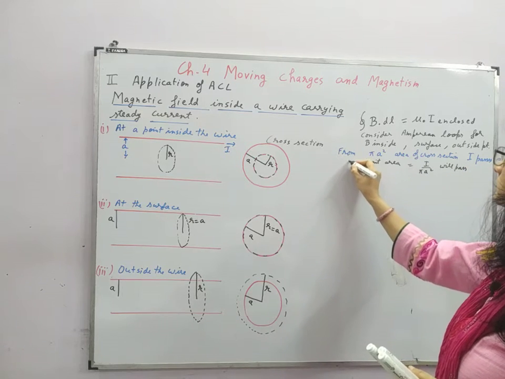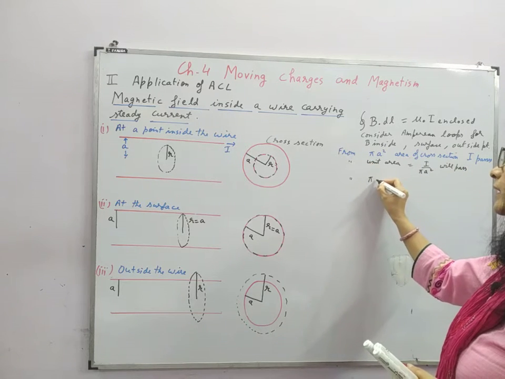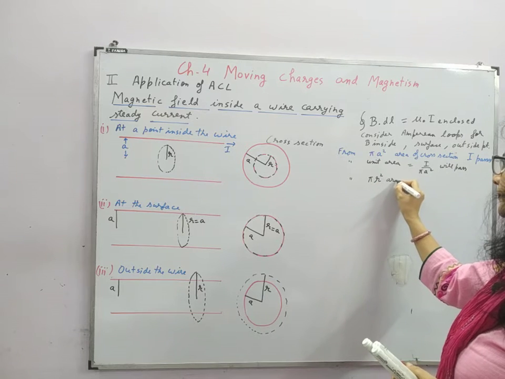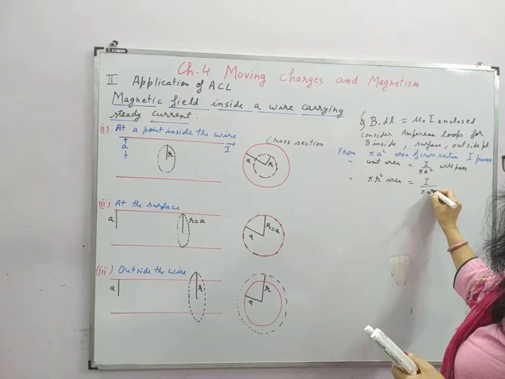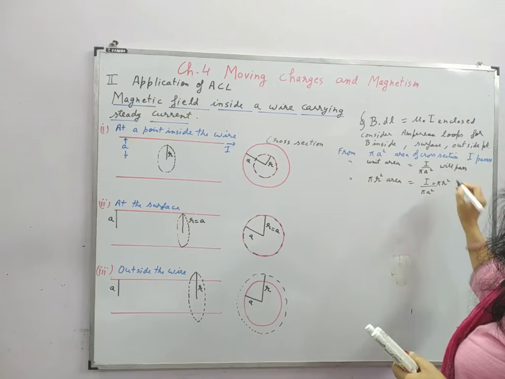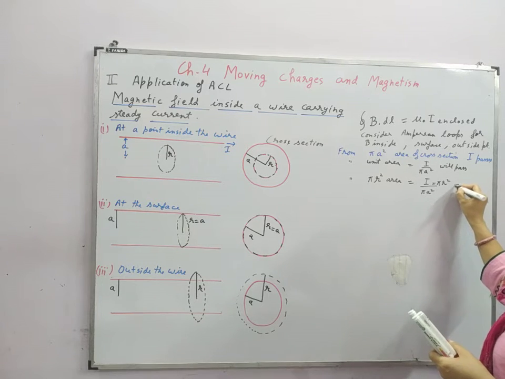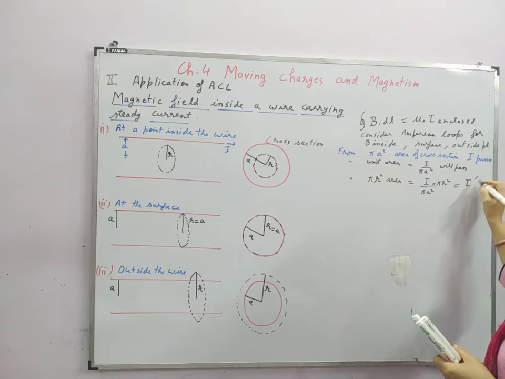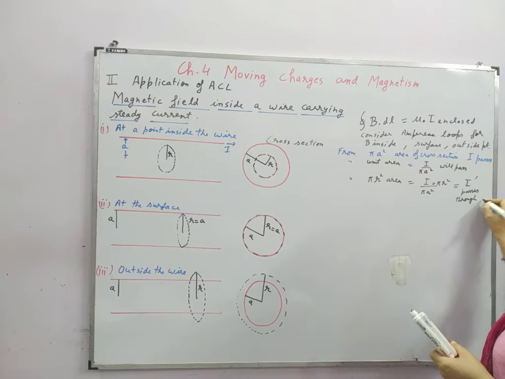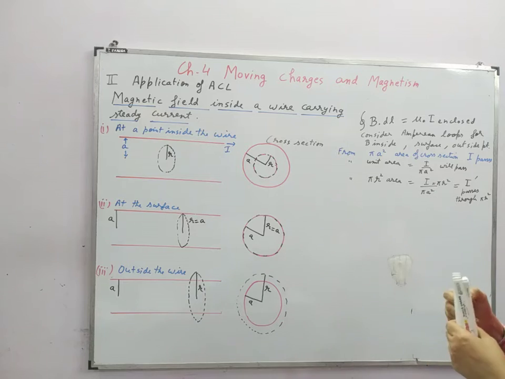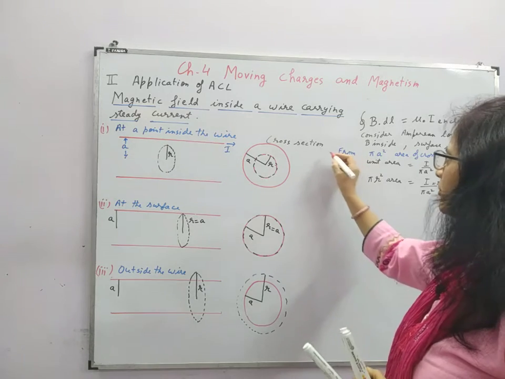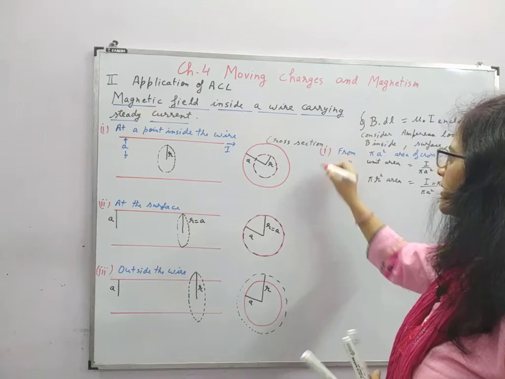So from pi r square area, how much will pass? I upon pi a square into pi r square, right? And we consider that this current is I dash, which passes through pi r square in the first case. So we are doing this for the first case.